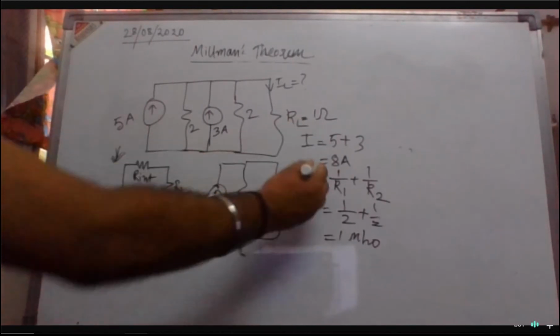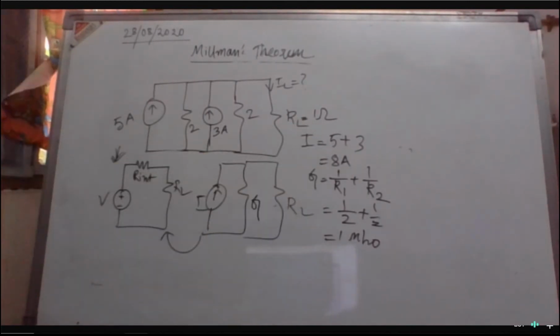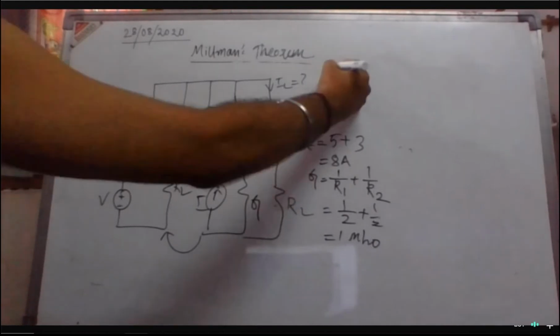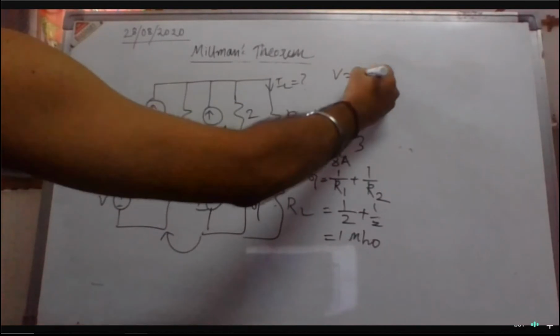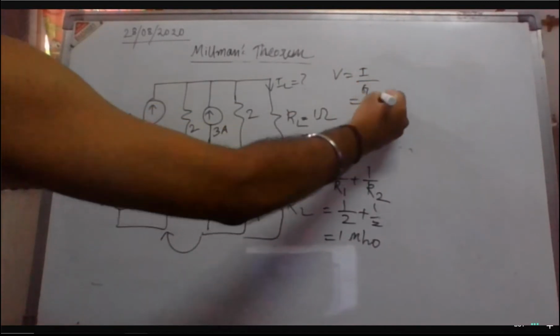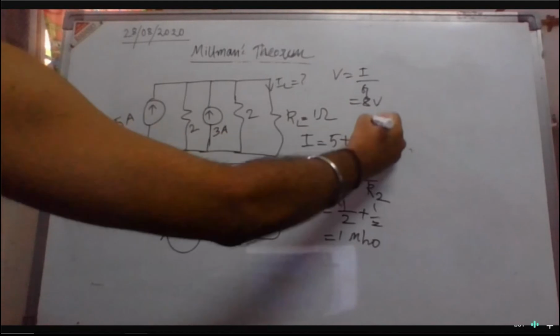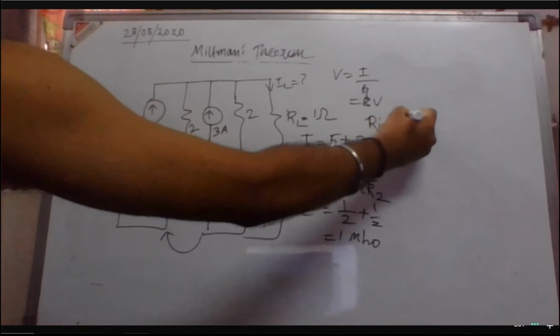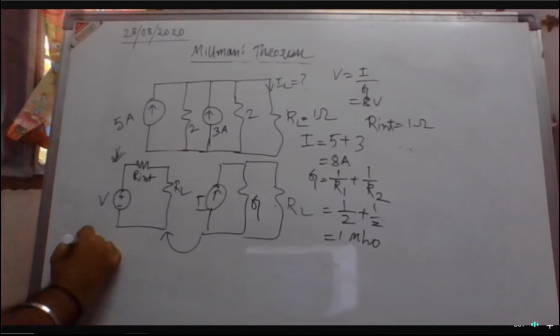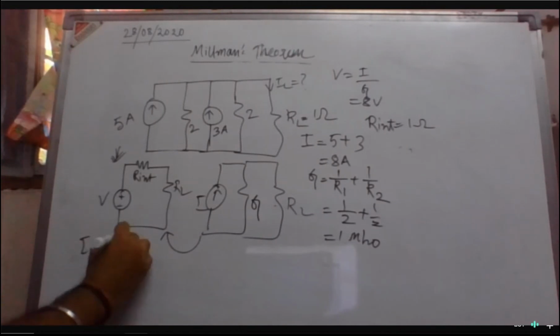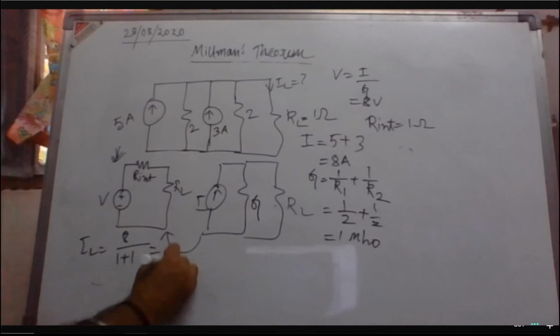So we have already found I and G. Okay, so if we find out I and G, what will be the value of V? What will be the value of G? V? 8. Yes, that will be equals to I by G. That 8 volt. And internal resistance is equals to 1. Okay, so if we put this here, so your IL will be equals to 8 by 1 plus 1, that is 4 ampere.